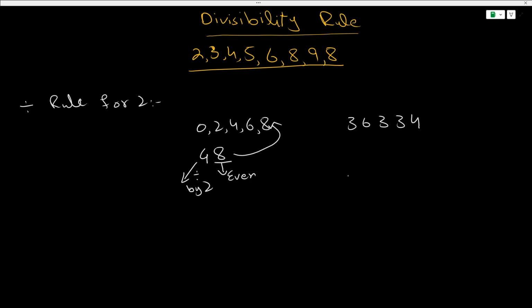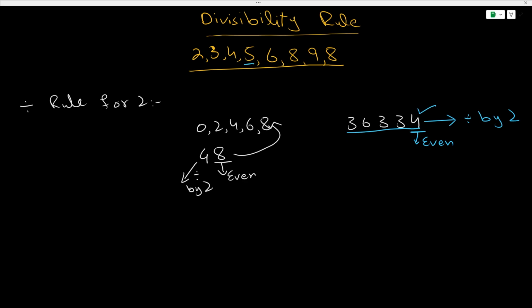Let's have another example, that's 36334. Now we have to check if the number is divisible by 2 or not. We look at the last digit of the number, that is 4, that is even. So we say if the last digit is even, this whole number is divisible by 2. To check the divisibility for 2, we check the last digit.